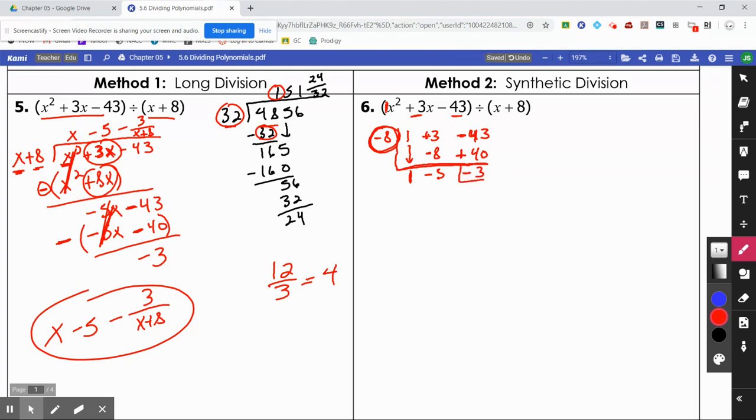You might be thinking, well, what did I just do? Look at the answer from the previous problem, which was much longer than what we just did. And here's what you're going to do. What's in this box is your remainder.